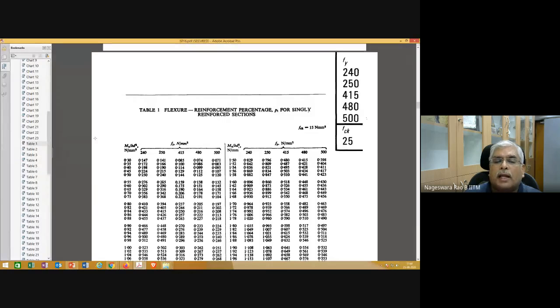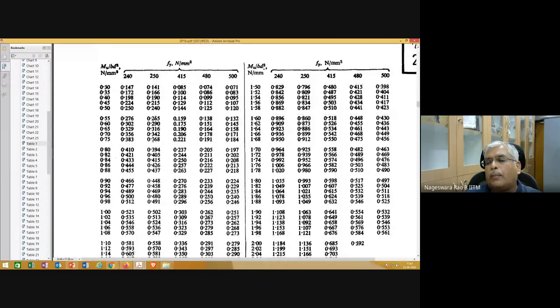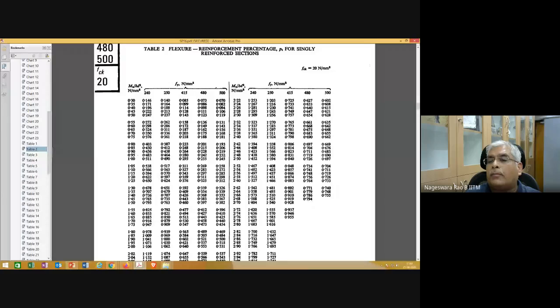And please note that they are given at discrete values. Let me magnify. They are given at discrete values. In between values, you need to interpolate. Okay? And Table 1 is giving for M15. Table 2 is giving for M20.